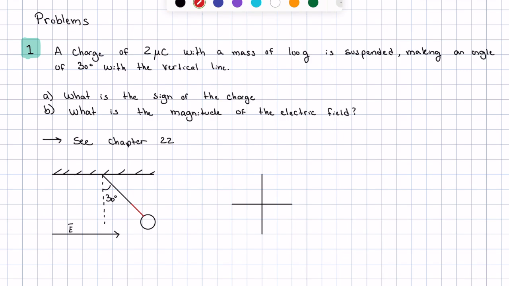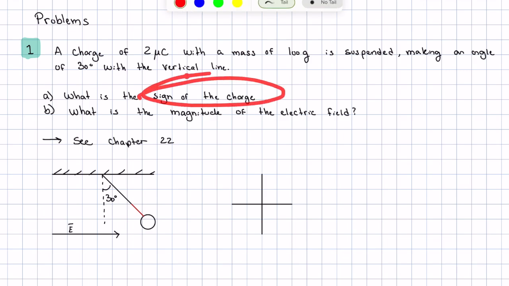Here you have a charge of 2 microcoulombs with a mass of 100 grams. It's suspended, making an angle of 30 degrees with the vertical line, like so. You're asked to figure out the sign of the charge and then the magnitude of the electric field.